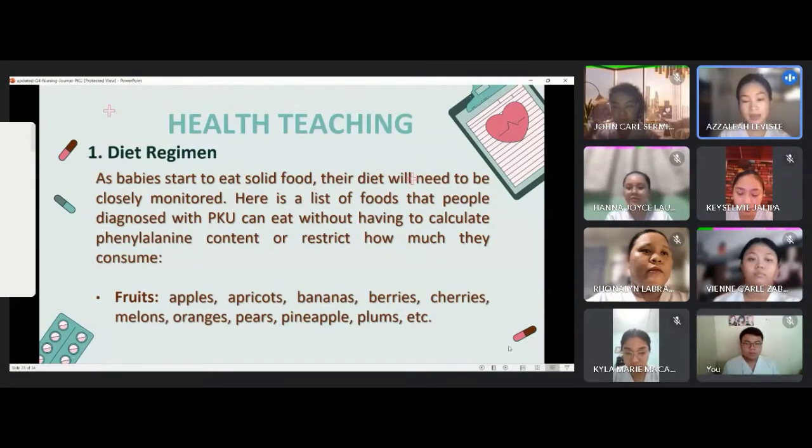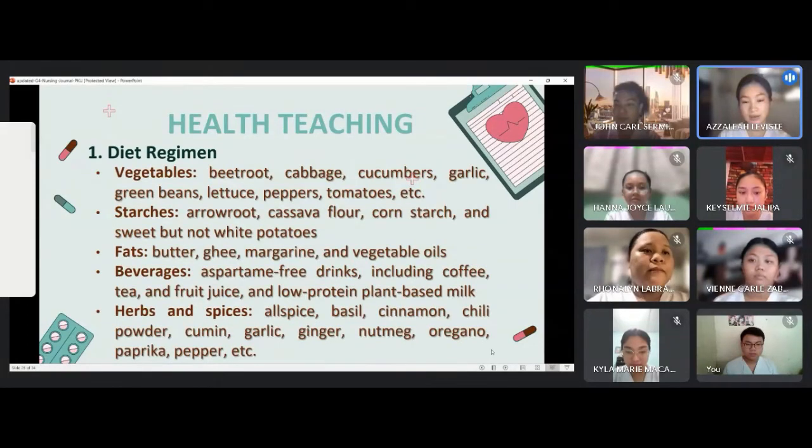For fruits: apples, apricots, banana, berries, cherries, melon, orange, pears, pineapple, plums, etc. Next slide. For vegetables, we have beetroot, cabbage, cucumbers, garlic, green beans, lettuce, peppers, tomatoes, etc. Starches: arrowroot, cassava flour, cornstarch, and sweet but not white potatoes. For fats: butter, ghee, margarine, and vegetable oils.